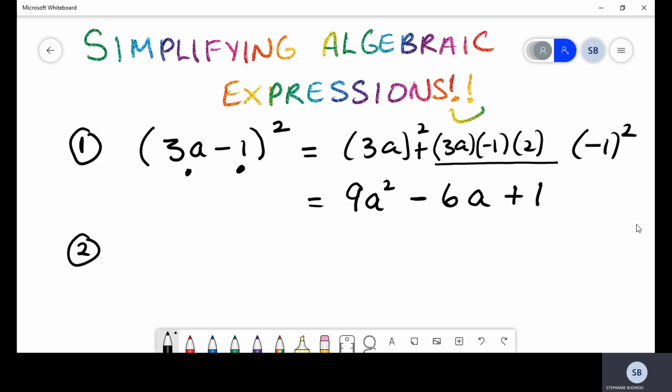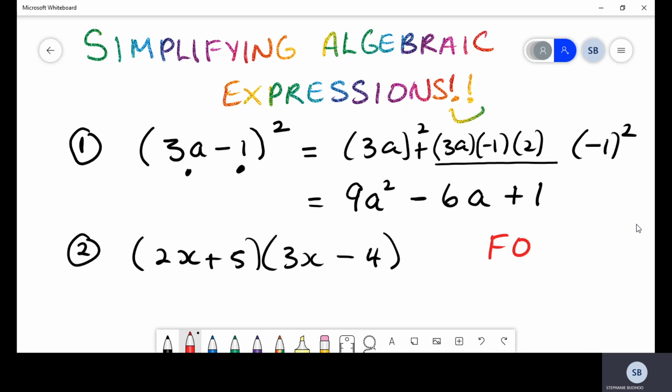Second example on our tutorial, we are going to look at a true question involving one where we have to use the FOIL method because both our brackets that we are multiplying here are definitely not the same. So using the FOIL method, we multiply our first terms. For those of you who don't know, the FOIL method involves F. You multiply your first terms of each bracket, first by first. So 3 by 2 gives us 6x squared.